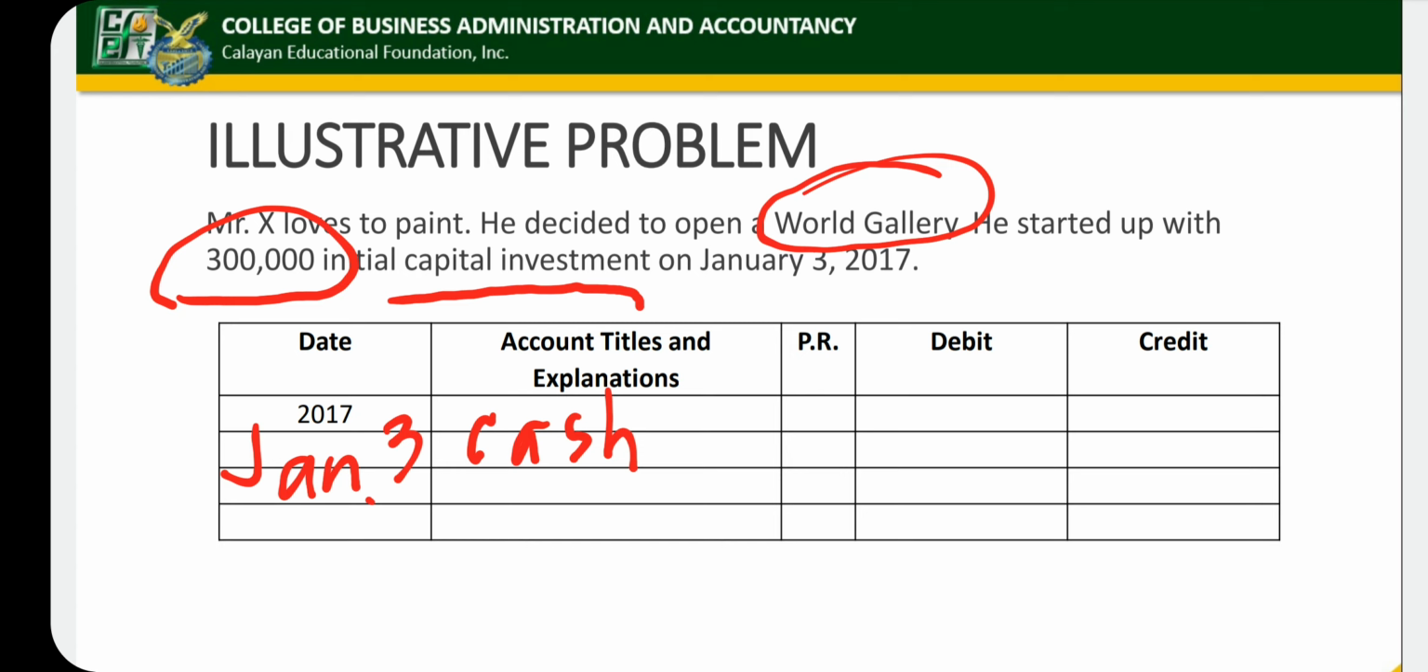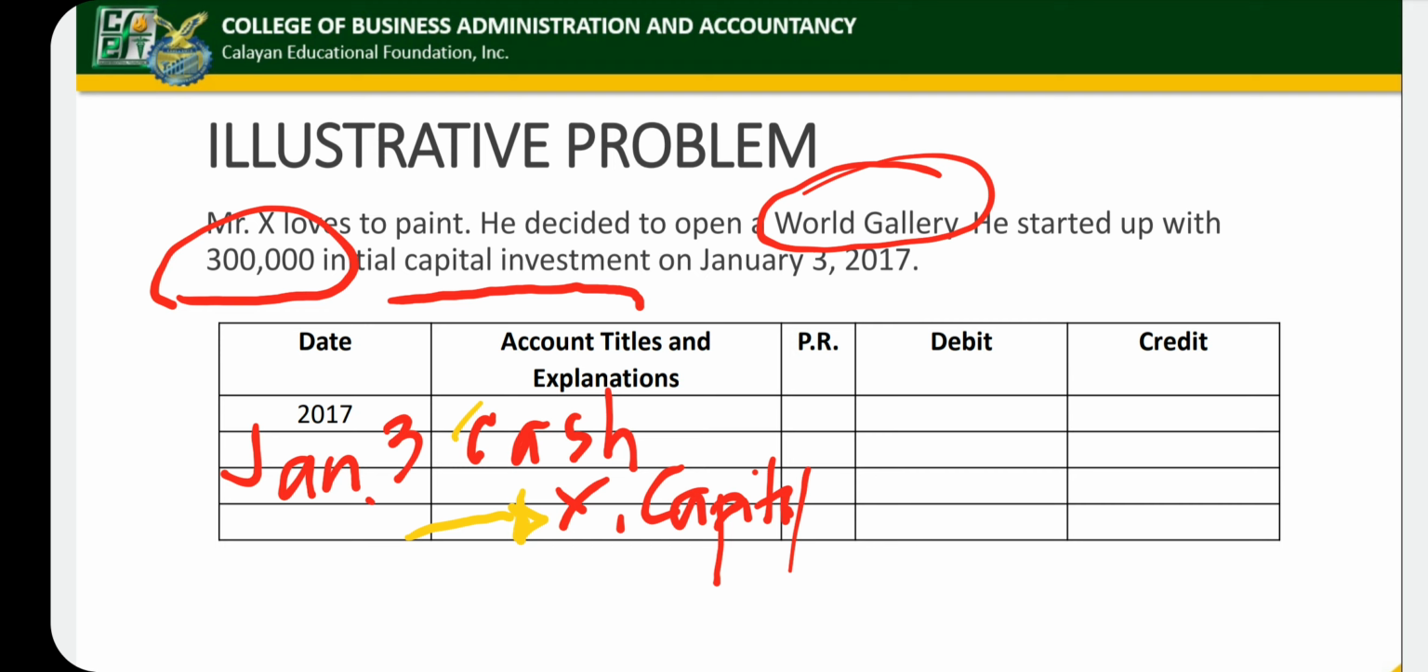Then, let's just write X capital, credit. Okay. So, class, take note that credits are always indented. Hindi mo po siya itatapat or ipapantay sa nakadebit mo. Pag pinantay mo yan sa nakadebit mo, mamalian kita. Okay? Taray mo naman, ma'am.